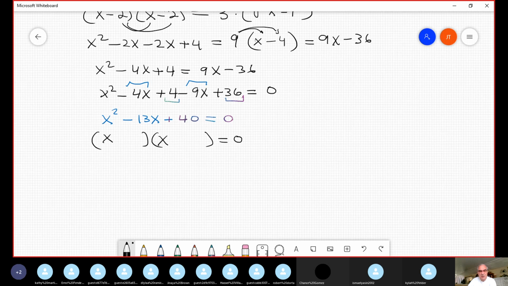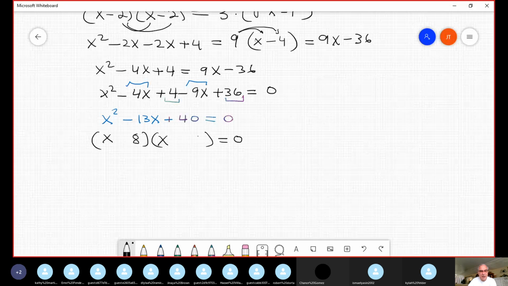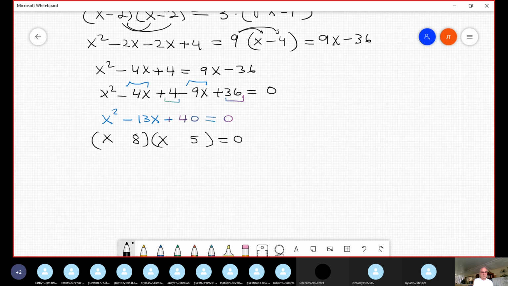Who helped me to find that? 5 and 8. Exactly, 5 and 8. Very well. What sign? Both negative. Yes, both, you are right. Remember, when the last sign is positive, we expect the same sign, and negative both because the middle sign is negative.